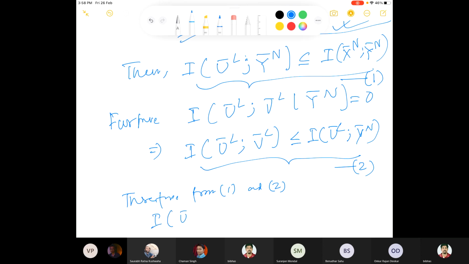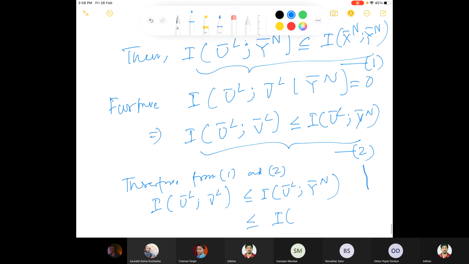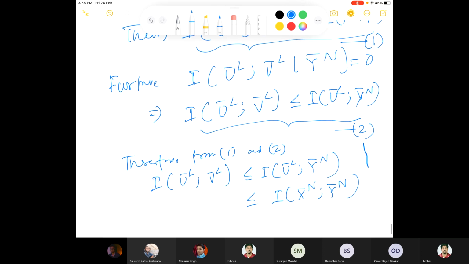I(U^L; V^L), from 2, is less than or equal to I(U^L; Y^N). Now if I apply 1, this is less than or equal to I(X^N; Y^N). This is what is called the data processing theorem. You had a source sequence, now you convert it into a binary sequence and send it through the channel. Then the average mutual information between the source input and the source output is less than or equal to the average mutual information between the channel input and the channel output.